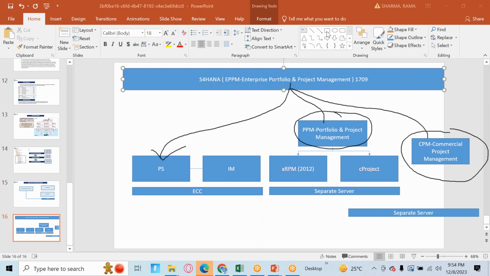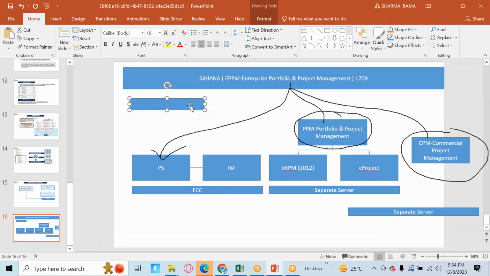To connect, let's say, Microsoft Project or Primavera P6, we need some middleware to connect with the project system, which we call EPC, Enterprise Project Connection. This was also a separate module. So what happened now? Project system, PPM, CPM, and EPC.